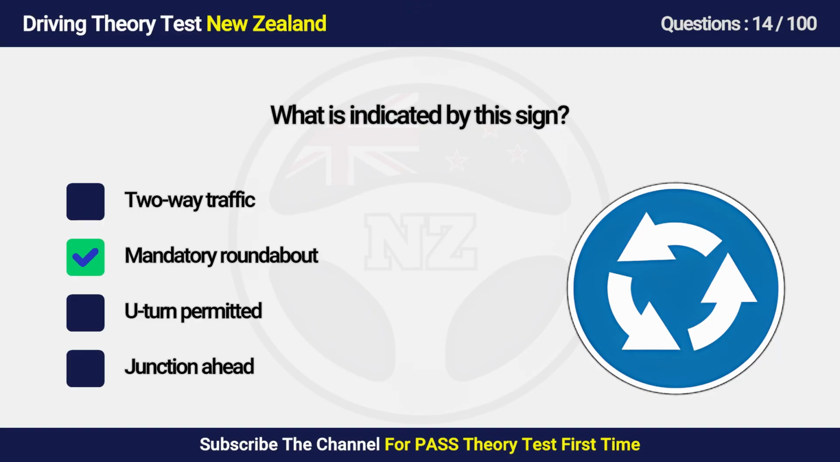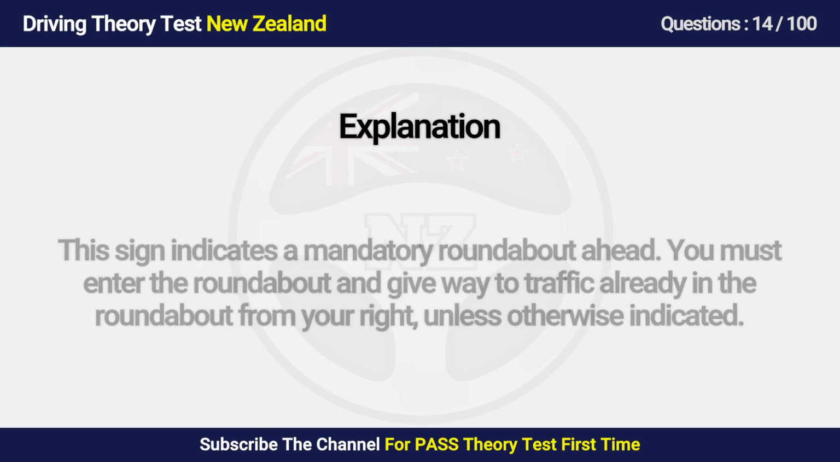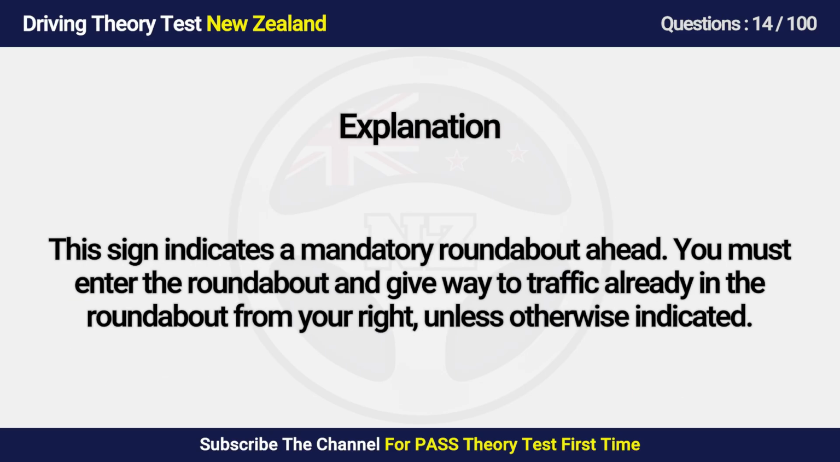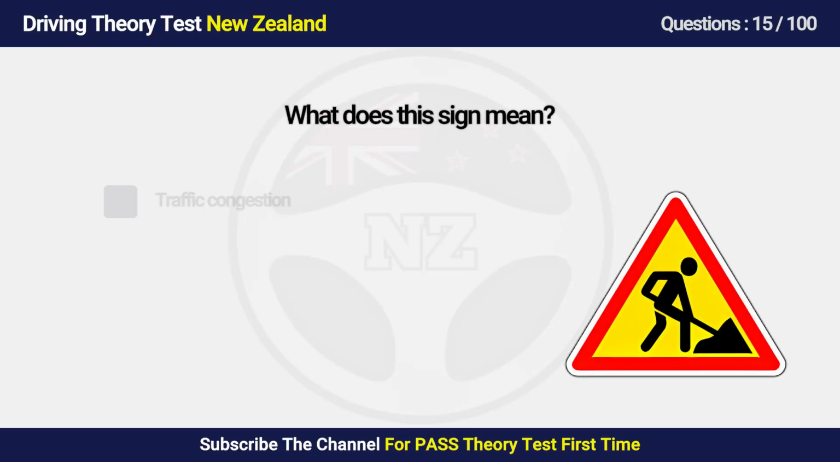Answer is B. Mandatory roundabout. This sign indicates a mandatory roundabout ahead. You must enter the roundabout and give way to traffic already in the roundabout from your right, unless otherwise indicated. Question 15. What does this sign mean?